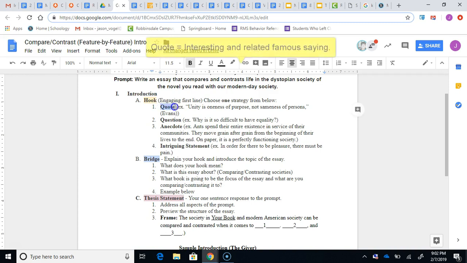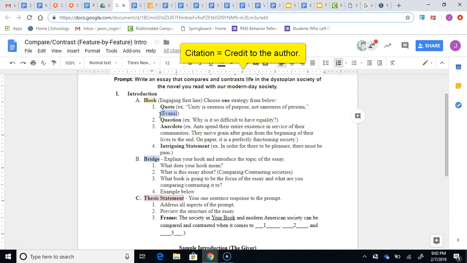The first one is a quote. A quote is any quote or famous saying that you can find online, in movies, in music, anything that's famous that you can use that's both interesting and related to your topic. An example would be, "Unity is oneness of purpose, not sameness of persons." Evans. I always end a quote with a citation giving credit to the author who wrote it.